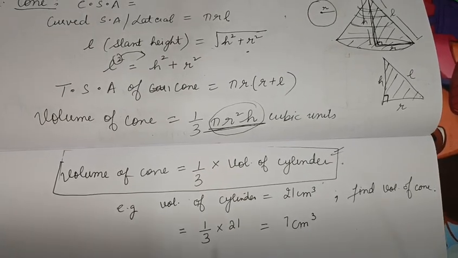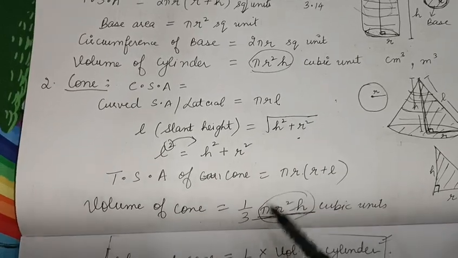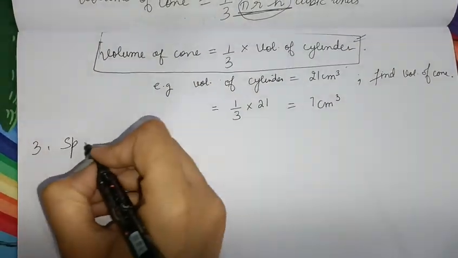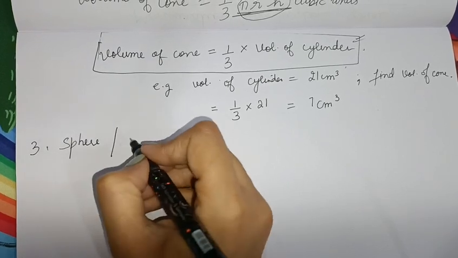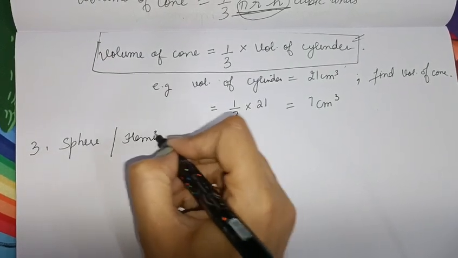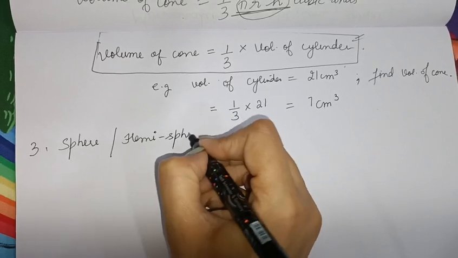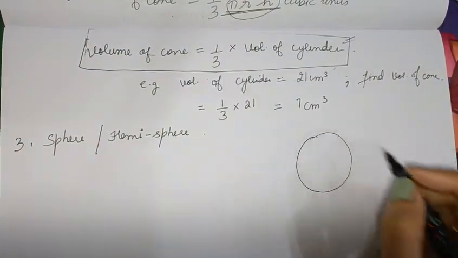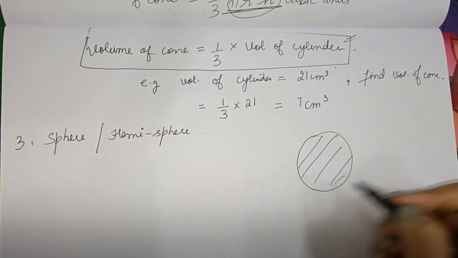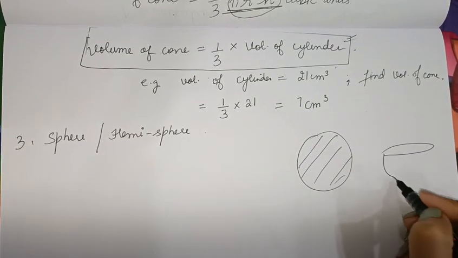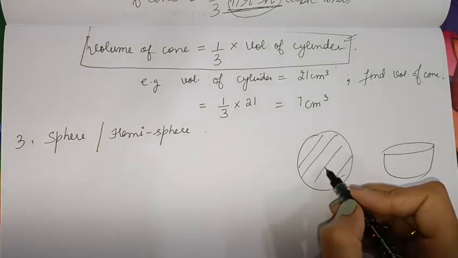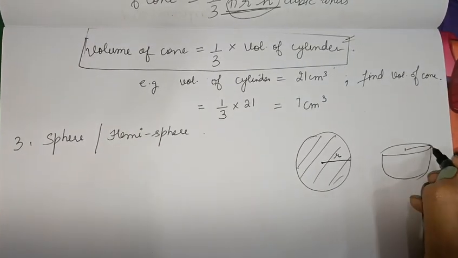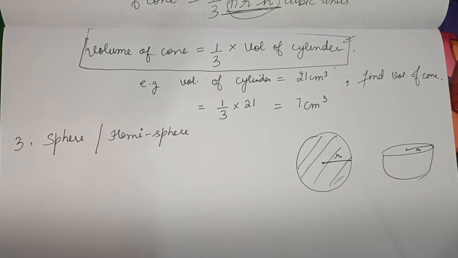We have discussed the formulas of cylinder and cone. The next one is sphere. Sphere and hemisphere both together I will discuss. Sphere is a three-dimensional form of circle. So this is what a sphere is, and hemisphere means half of the sphere. So its radius is this, and same here it's the radius.